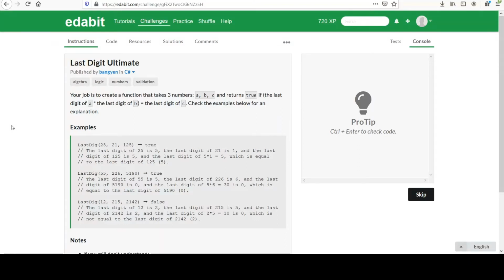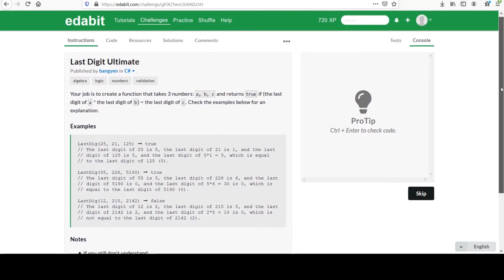Our next challenge is entitled Last Digit Ultimate. And I think I'm going to take you right to example 2, because the instructions on this one come up a little bit short and they're not accurate. The first time I did it, I followed the instructions as printed here and it comes up a little short. So I just want to make it clear what you need to do.